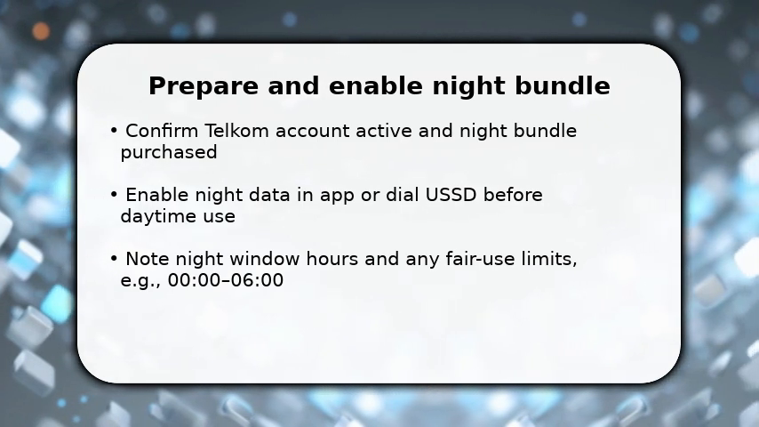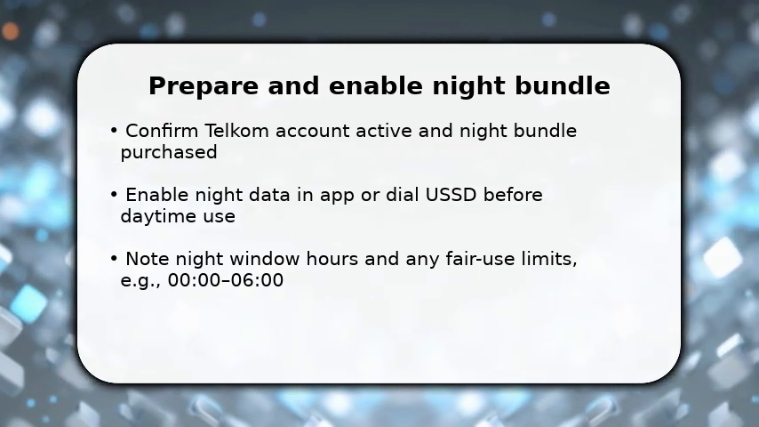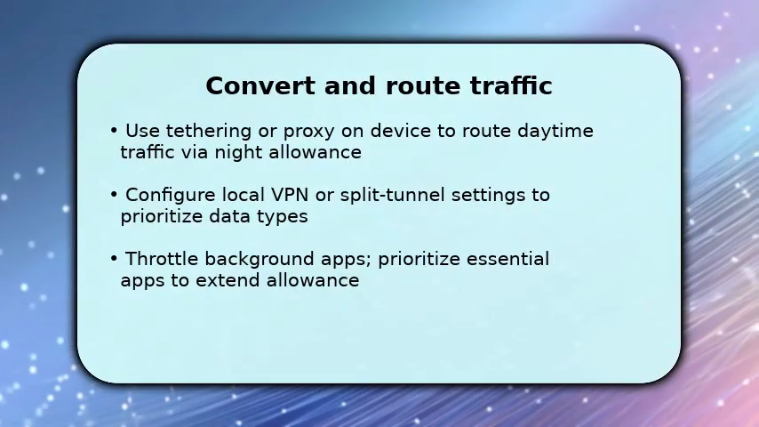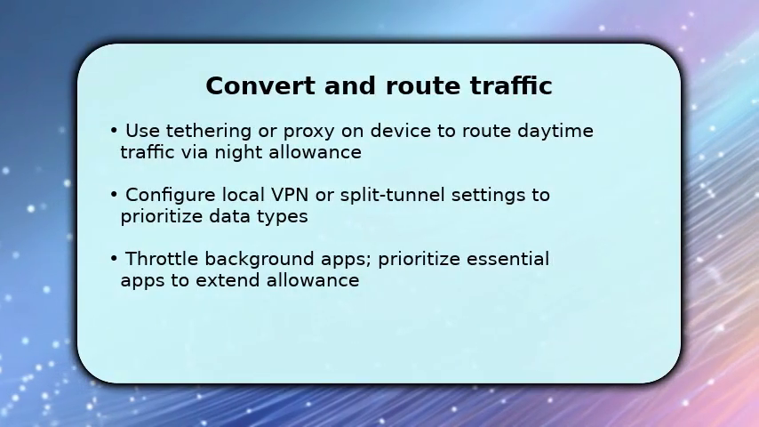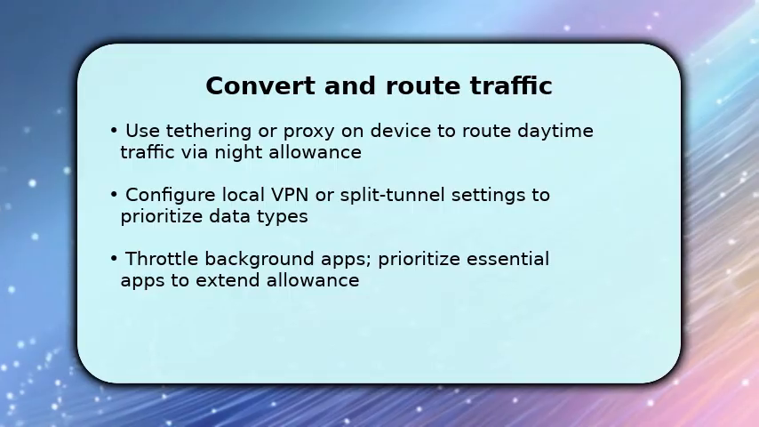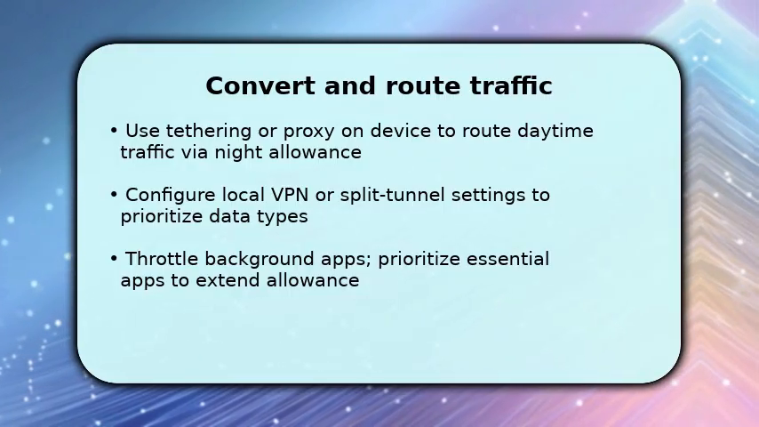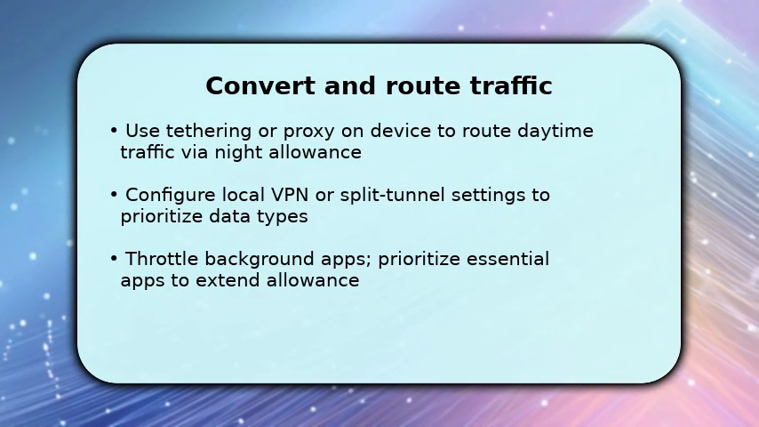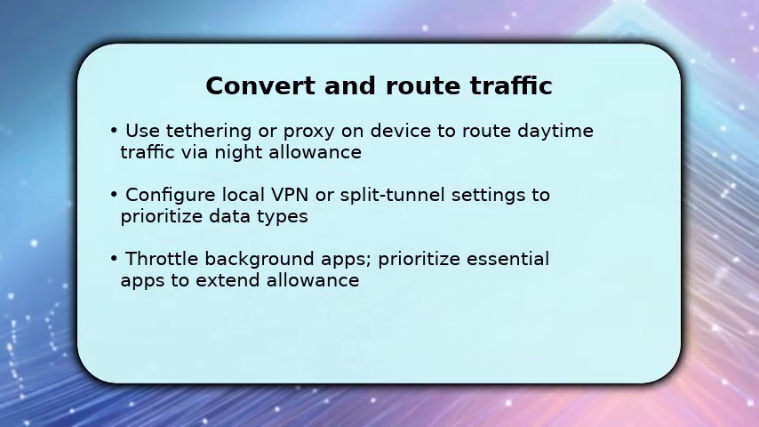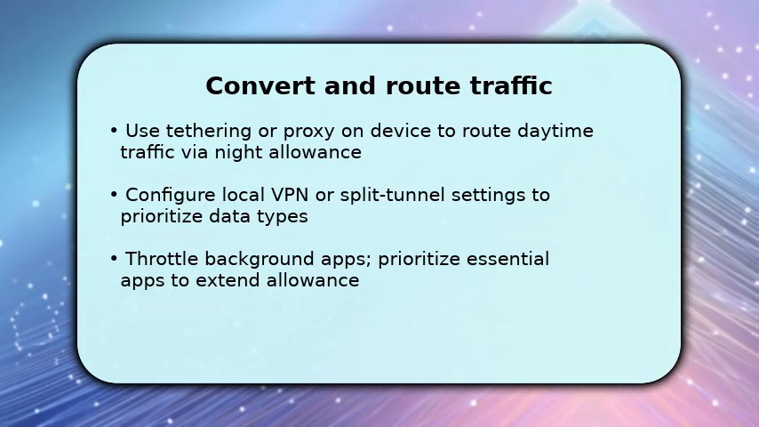Once the night bundle is active, you configure routing to leverage that allowance during the day. Install a local VPN or proxy on your phone or router and set split tunnel rules so selected apps use the night route. This is how you direct eligible traffic. Make sure to throttle background sync and restrict auto updates to prevent waste.